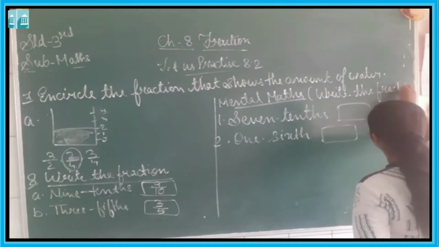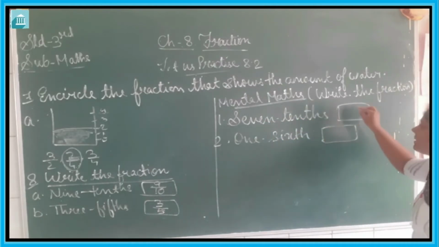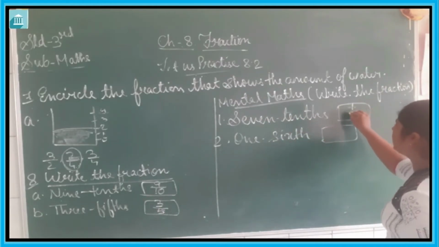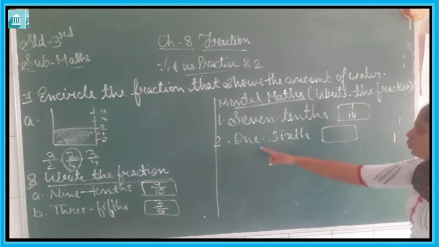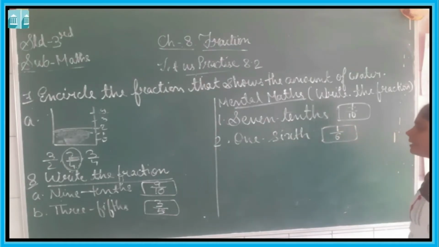Here what we will do? Here also same. 7/10 means the numerator part is 7 by the total part that is 10. 1/6: numerator part is 1 and denominator part is 6.